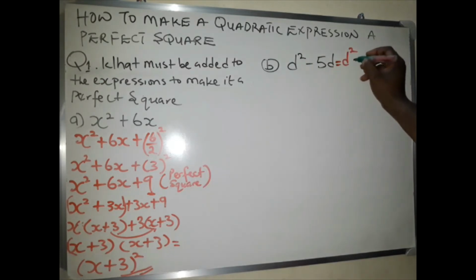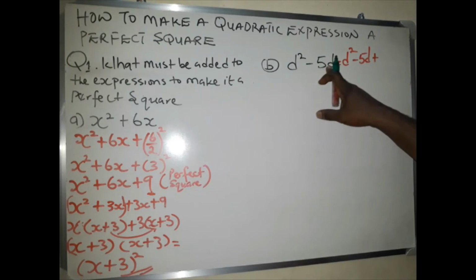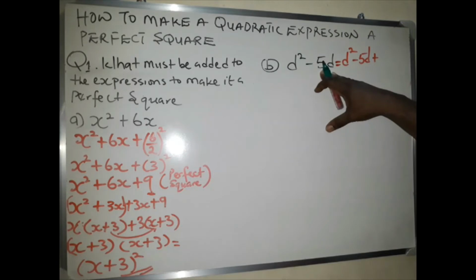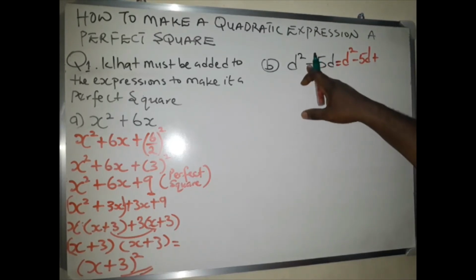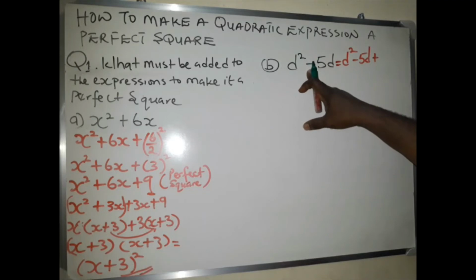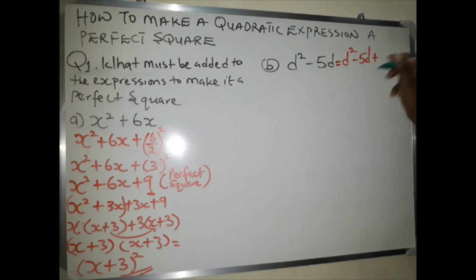Wrote d square minus 5d. So what did I do here? I now add the value of the coefficient of d divided by 2 and the whole thing squared. But the coefficient of d here is not 5, it is minus 5. So take note of that. Both the sign and the coefficient really matter. So I'm going to add minus 5, that is the coefficient of d. I divide by 2 and I square the whole thing.